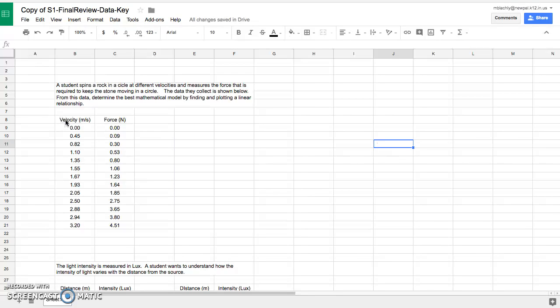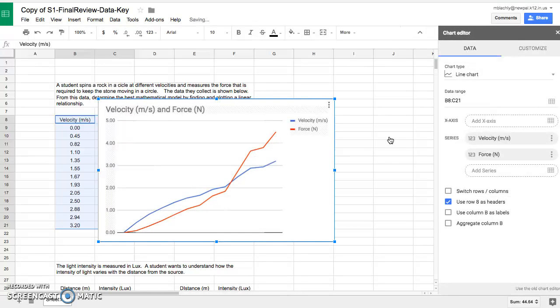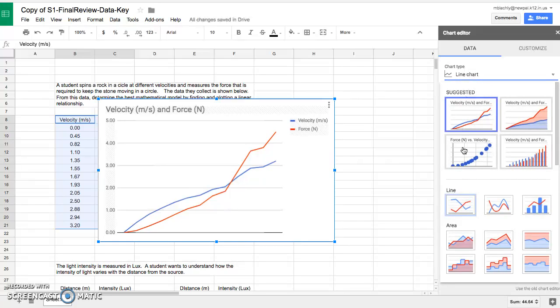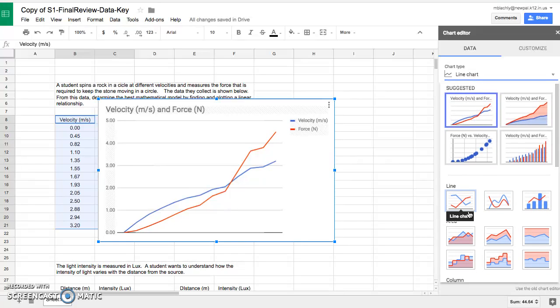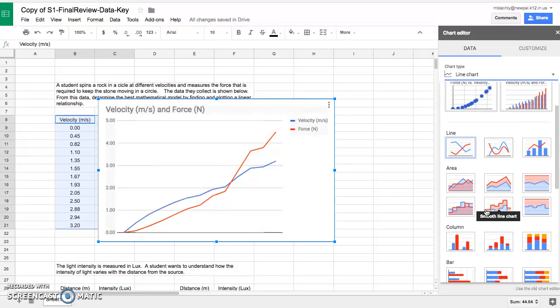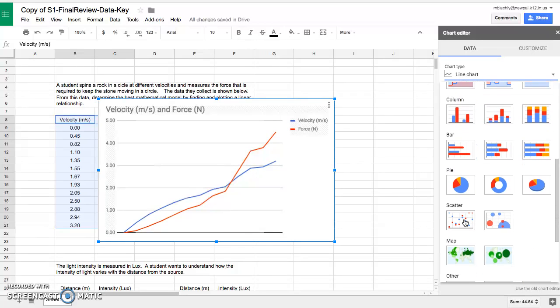Okay, so when you're finding mathematical models, the first thing you want to do is take a peek at the data. So we're going to insert a chart. We have to make sure the chart we're inserting is a scatter plot. So scroll down and choose scatter plot.